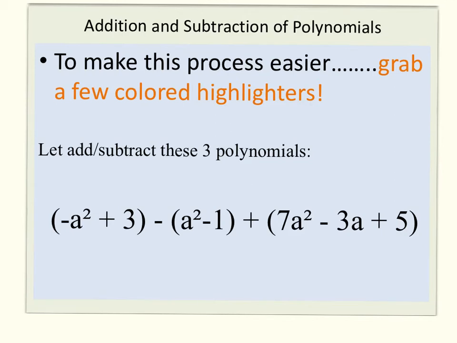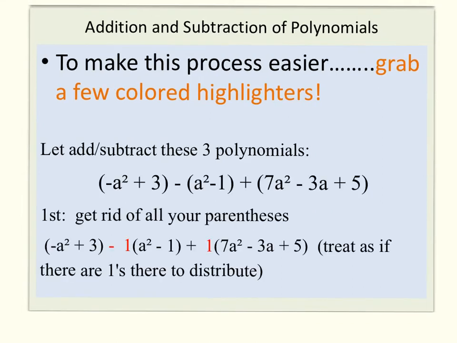Here are 3 polynomials, and we're going to subtract and add all at the same time. We have negative a squared plus 3 minus the polynomial a squared minus 1 plus the trinomial 7a squared minus 3a plus 5. The first step is to get rid of all of your parentheses.